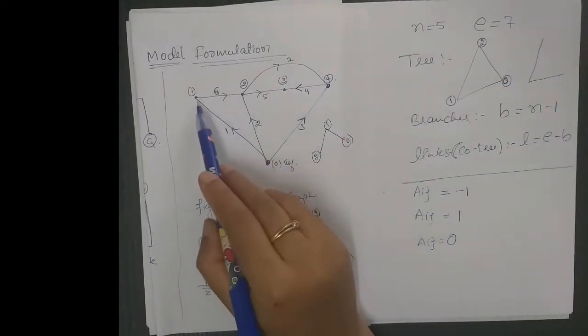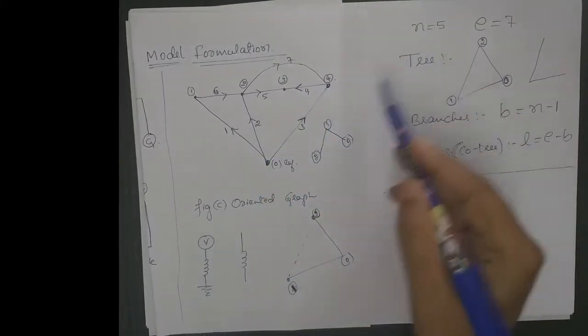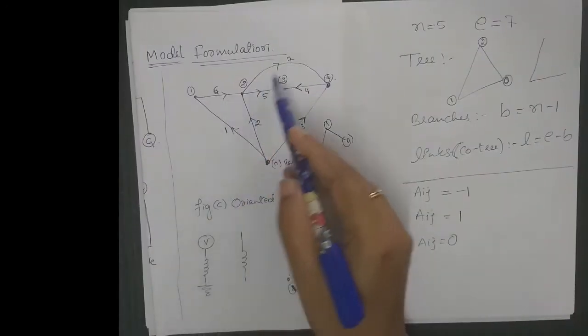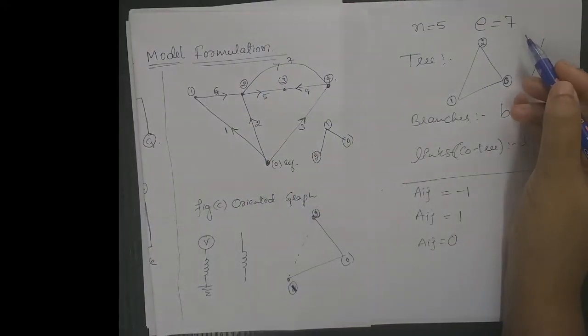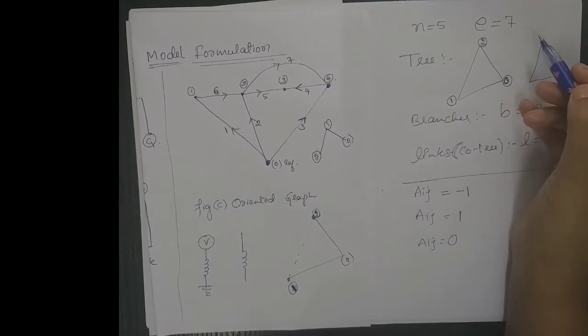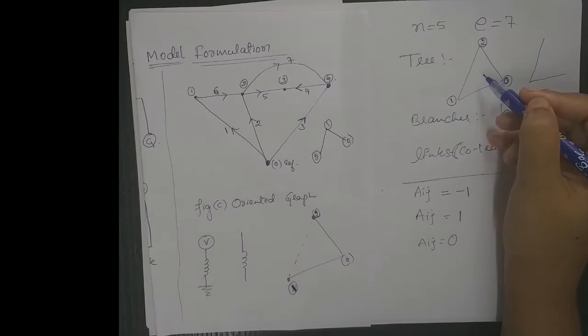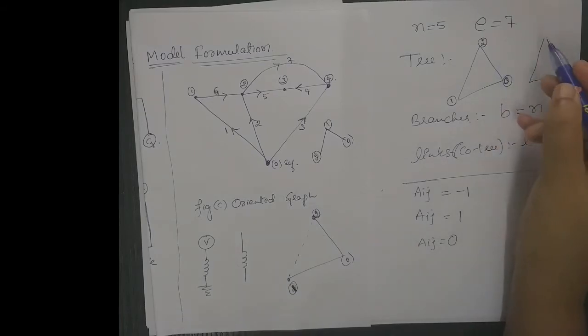In this particular problem, we have 5 nodes and 7 elements. A tree is a connected subgraph containing all the nodes, but it is not a closed path. A connected subgraph containing all the nodes of a graph but no closed path is called a tree.